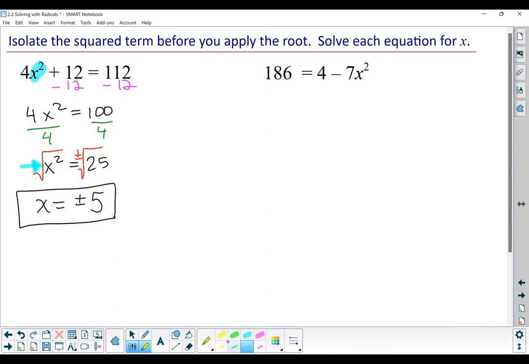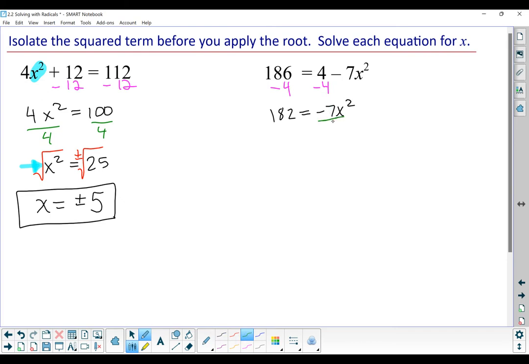Okay, this next question, we've got our square right over here. We need to isolate it. So we've got a couple of things happening. We have a 4 that's with it, and we have a negative 7. So we're going to start by subtracting that constant of 4. So we get 182 is equal to negative 7x squared.